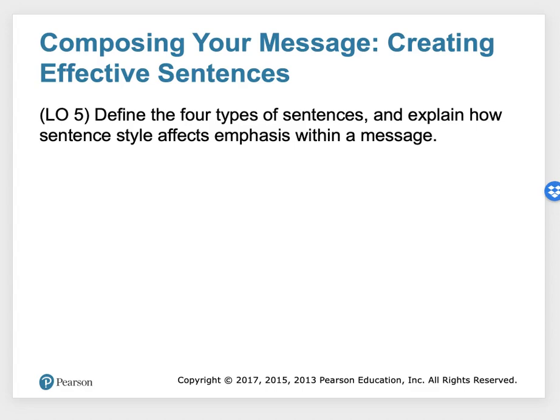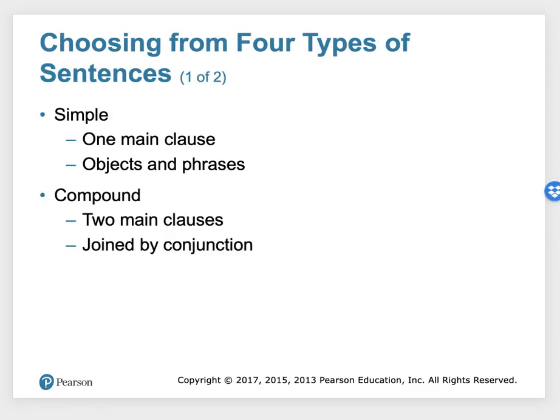Learning objective number 5: Define the 4 types of sentences and explain how sentence style affects emphasis within a message. To make every sentence that you write count, you need to arrange your chosen words carefully, and you need to select the optimum style of sentence. So there are 4 different types of sentences. Let's begin by reviewing a simple sentence structure.